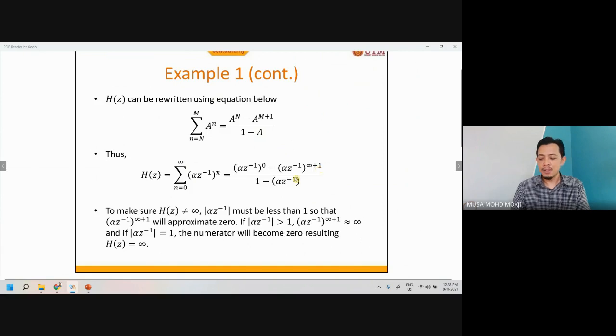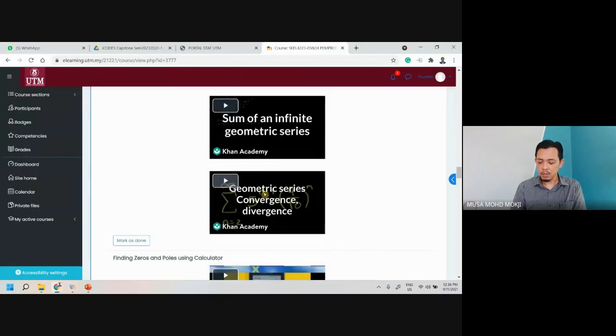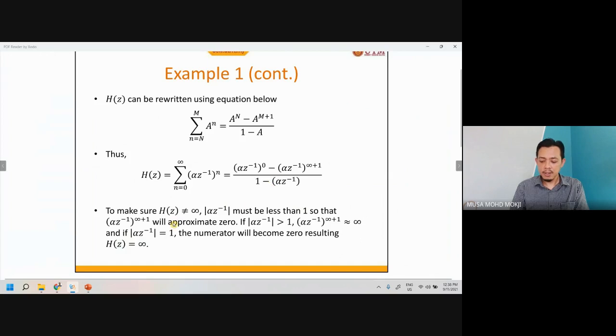Okay, so do that. And this is also the same thing. If you watch the video on geometric series convergence and divergence, or the sum of an infinite geometric series, this is what is being discussed. To make sure H(z) converges, which means it is not equal to infinity, that common ratio, which is alpha z to the power of minus 1 in our case here, must be less than 1.